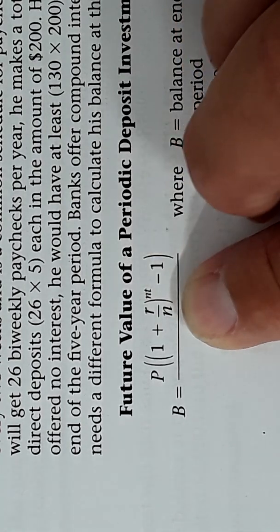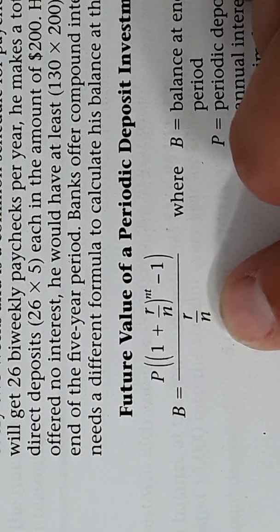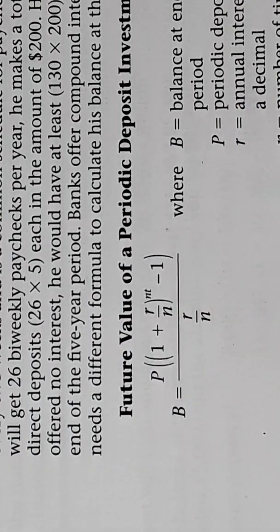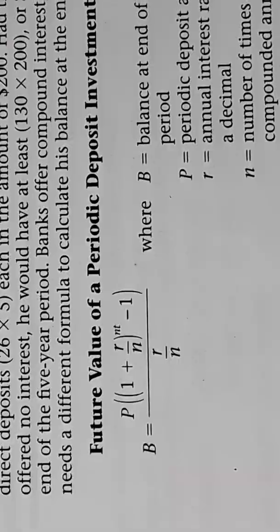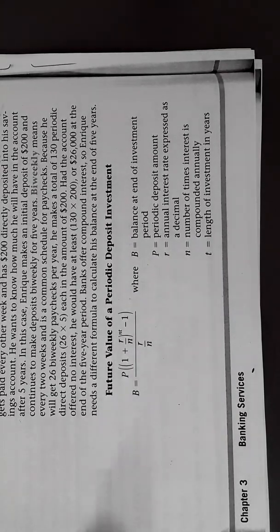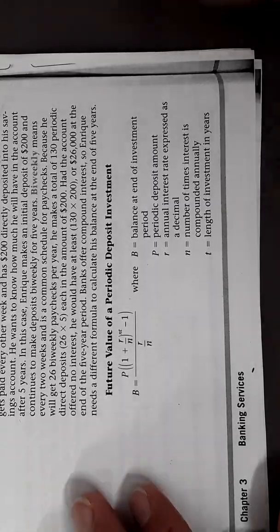So that -1, and then when we get all that number, we're going to divide it by r over n. So this same calculation here is going to be used in the numerator and the denominator. It's the same variables that we've been talking about. The balance is at the end of the investment period. The P is the principal, R is the rate, N is the number of times it compounds annually, and T is the length of the investment in years.